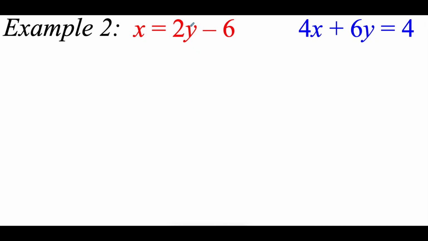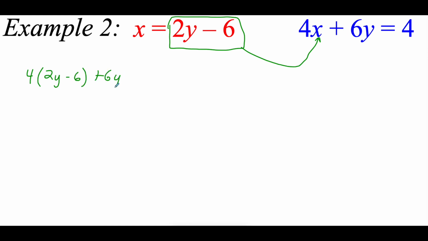Step number 2 says that we're going to take this information and do some substitution in the other equation. So we're going to take the 2y minus 6, and in the other equation, we're going to plug that in for the x value, since this equation says x equals. So what we're going to end up with is 4 times (2y minus 6) plus 6y equals 4. Now notice in this equation there are no more x's in here, so we're going to be solving to figure out what y is equal to.